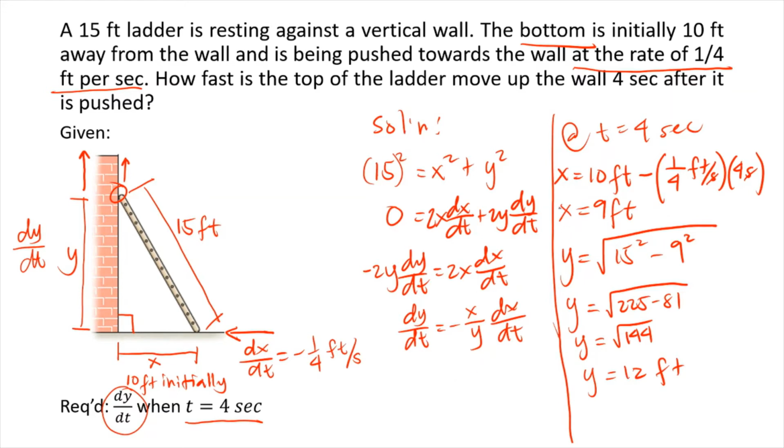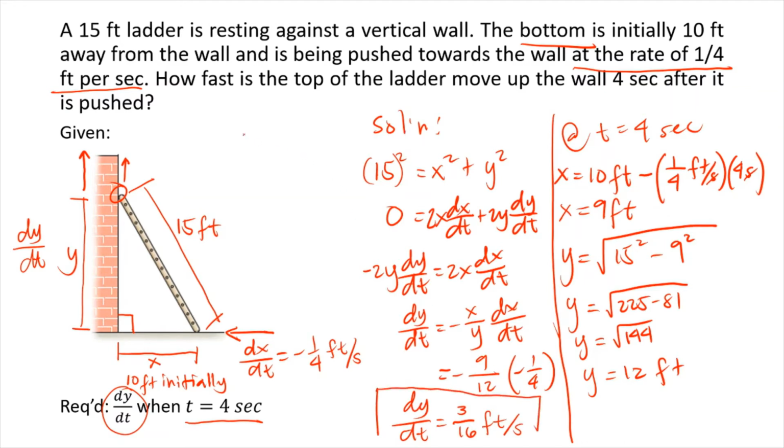Alright, so we now have the values for x and y. When t is equal to 4 seconds, we also have dx/dt. Right, so we can plug in the values and solve for dy/dt. So x is 9, y is 12, dx/dt is negative 1/4, therefore dy/dt is equal to 3/16 feet per second. So this is now the rate at which the top of the ladder is moving up the wall after 4 seconds.